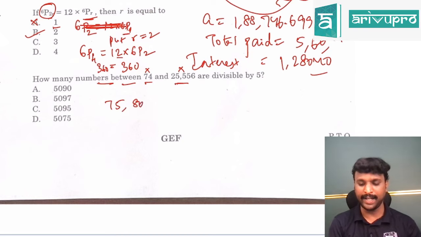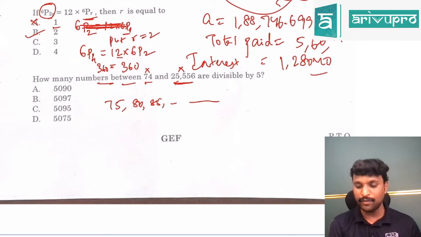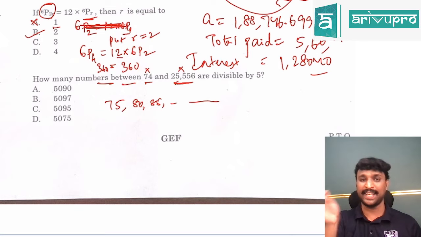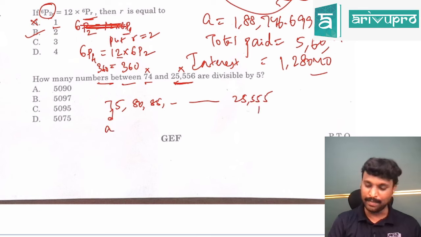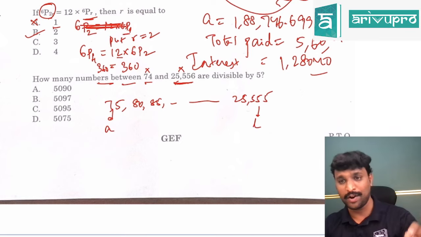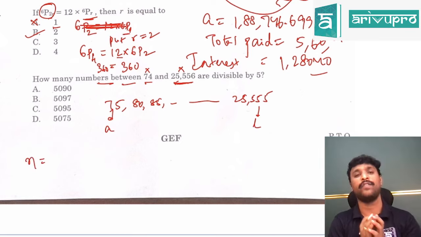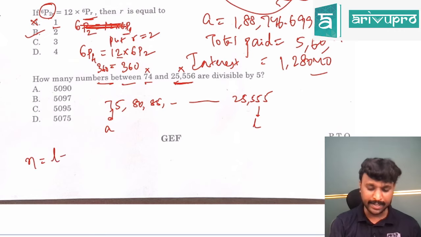Next number 80, next number 85, and so on. See guys, the number just before 25,556 which is exactly divisible by 5 is 25,555. So clearly guys, 75 is the first term and this 25,555 is the last term. Guys, I have given you the shortcut to find the number of terms of a sequence when you know first term and the last term. What was the shortcut that I discussed? It is L minus A by D plus 1.